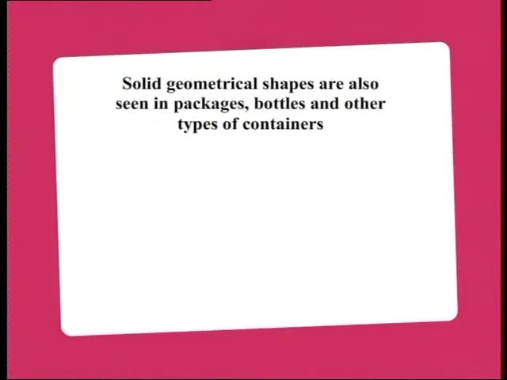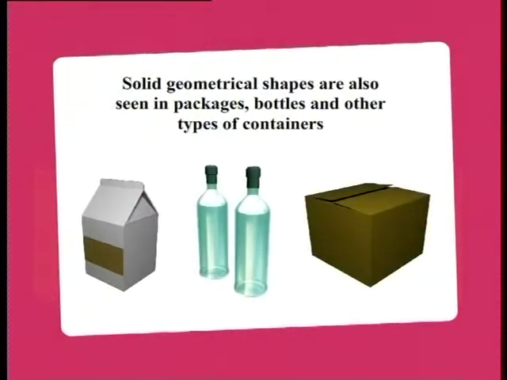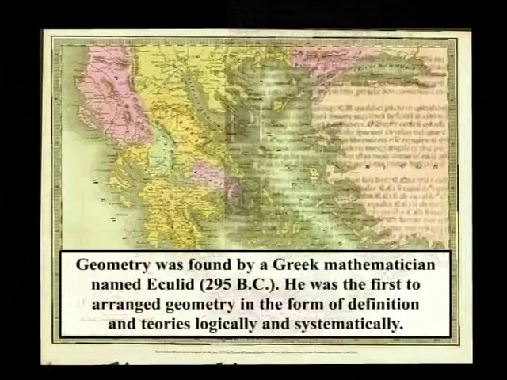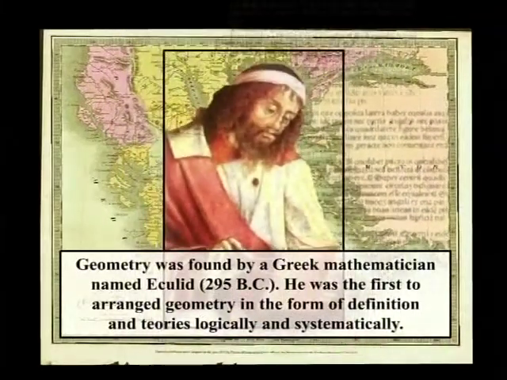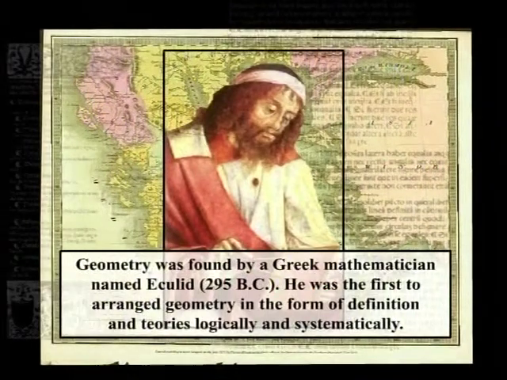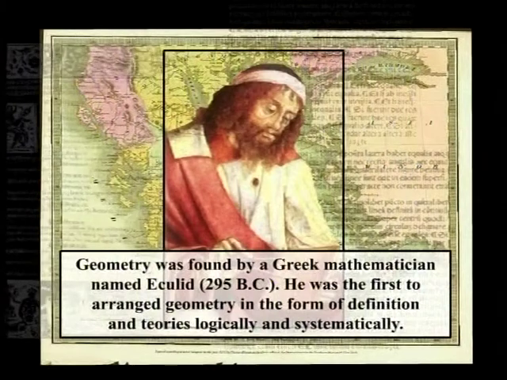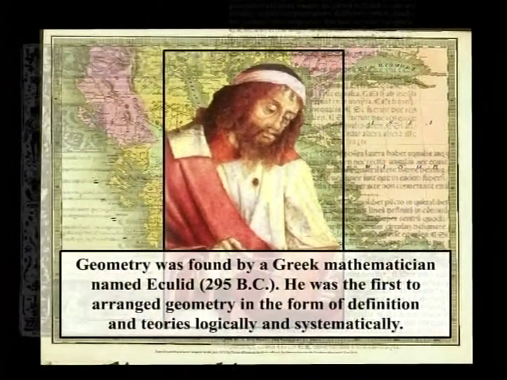Solid geometrical shapes are also seen in packages, bottles, and other types of containers. Geometry was founded by a Greek mathematician named Euclid in 295 BC. He was the first to logically and systematically arrange geometry in the form of definitions and theories.